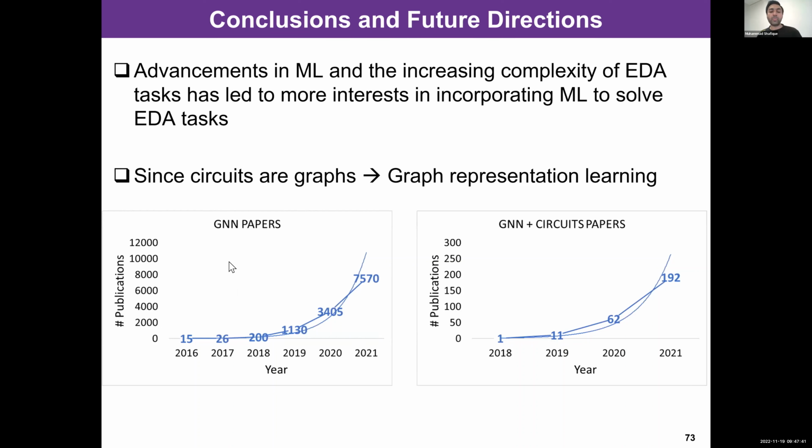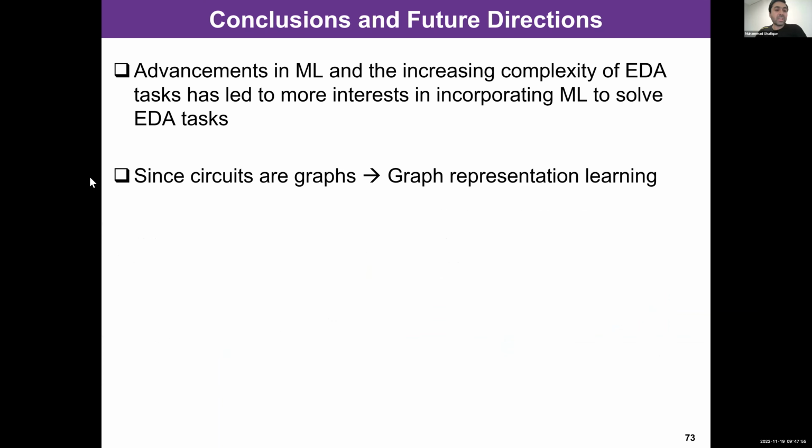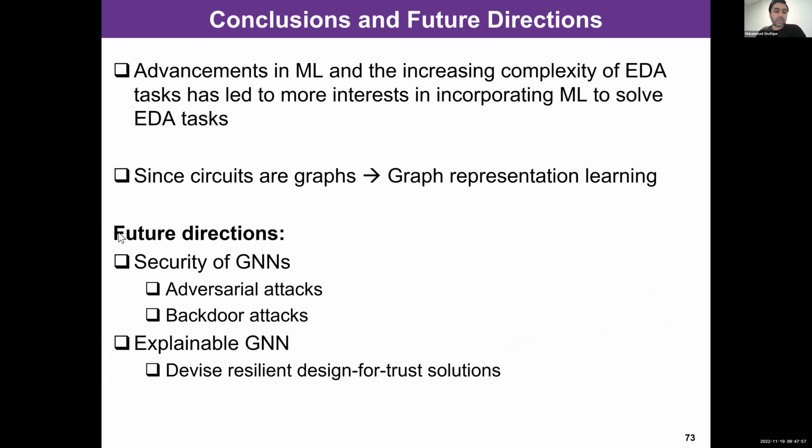Just to give you an idea of the importance, graph neural network papers are increasing exponentially, just because they are very powerful tools for graph structures. Circuit papers are also increasing exponentially, because people have figured out that GNNs can solve many of the EDA problems very nicely. They are very amenable to that.